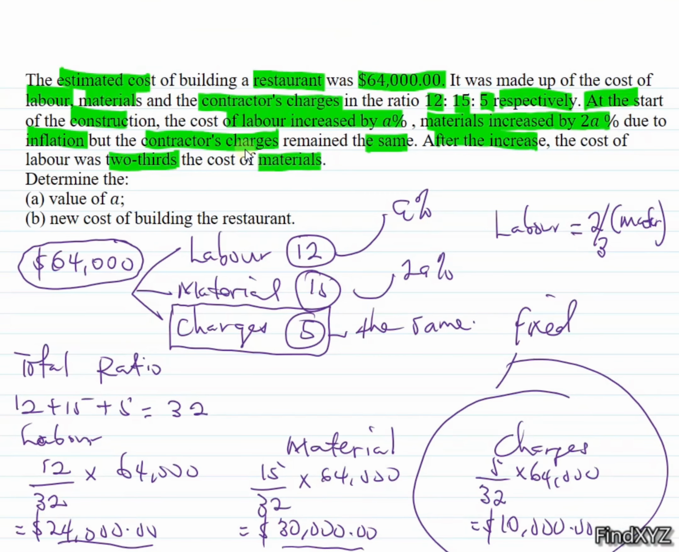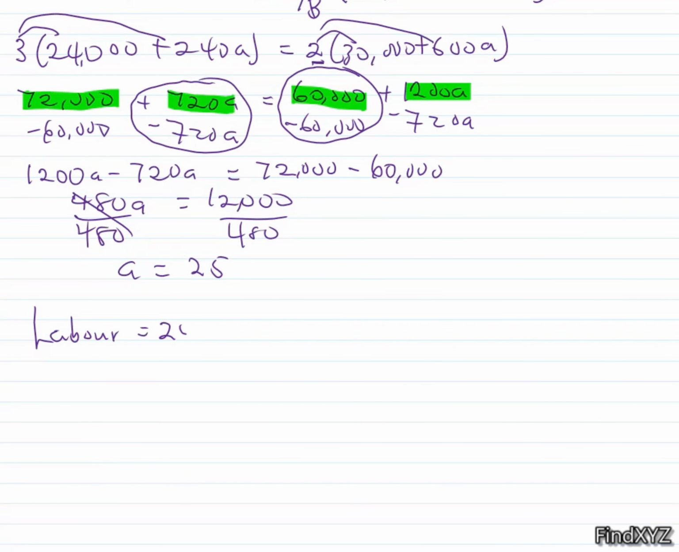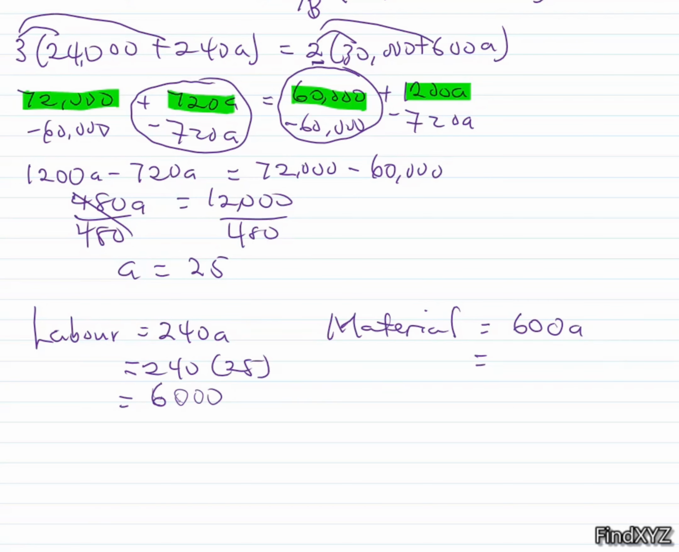Now the second part, we're tasked to find the new cost of building the restaurant. The increased amount for labor is 240A, and the increased amount of material is 600A. But now we know the value of A, right? So A is 25, so we are going to do 240 multiplying 25, and that will give us 6,000. 600 multiplying A, where the value of A is 25, so 600 times 25, that will give us 15,000. So it means that the new amount that was added to labor will be $6,000, and the new amount that will be added to the cost of material will be $15,000.